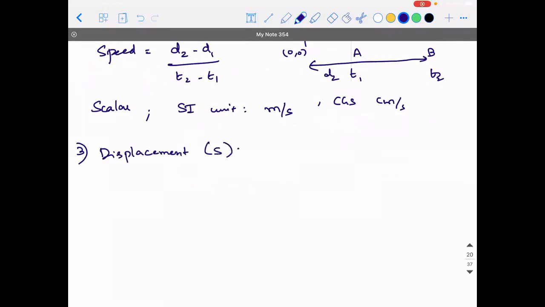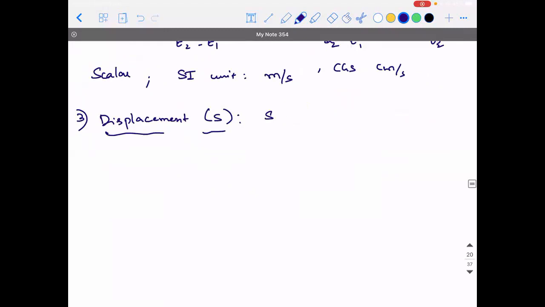So displacement is generally represented by the symbol S. So what do you mean by displacement? The shortest path covered by an object. So what do you mean by shortest path? Sir, it's a straight line between 2 points. That's right.